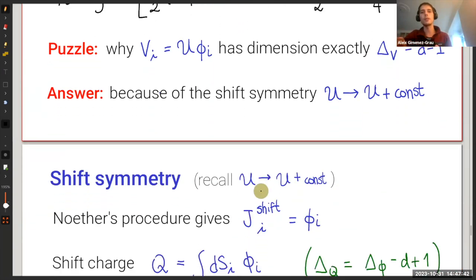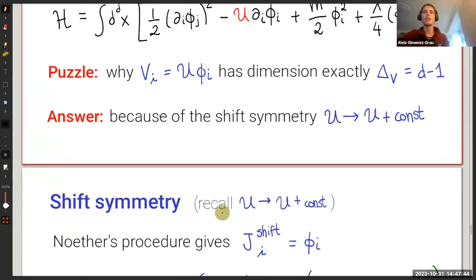Let me show you the argument because it's also very simple. So we have this symmetry. Now we do this procedure called Noether's procedure, which is just a trick that tells you what the conserved current is for a certain symmetry. So in particular here you run this argument, and you see that the Noether's current for this symmetry is the field phi itself.